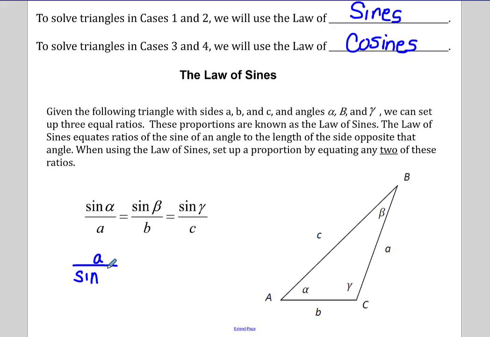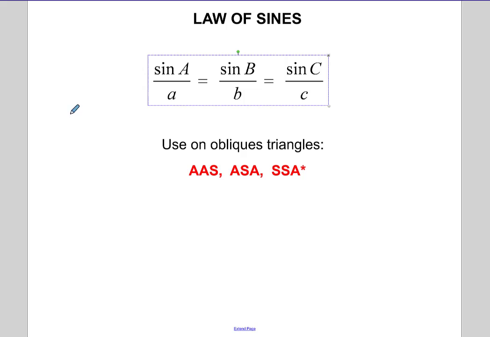So you can set up side a over sine of angle A is proportional to side b divided by sine of angle B, and that's proportional to side c divided by the sine of angle C. It works either way, whether you put the sine in the numerator or the side in the numerator. Either way is appropriate. And like I said, we use these on oblique triangles, angle-angle-side or side-side-angle.